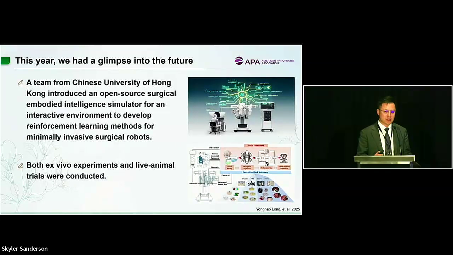The other one is from Hong Kong. This is a series of papers published from 2023. The team from the Chinese University of Hong Kong introduced an open source surgical embodied intelligence platform, so we can train the Da Vinci system to do the same thing as human hands. In both ex vivo and in vivo experiments, they succeeded.